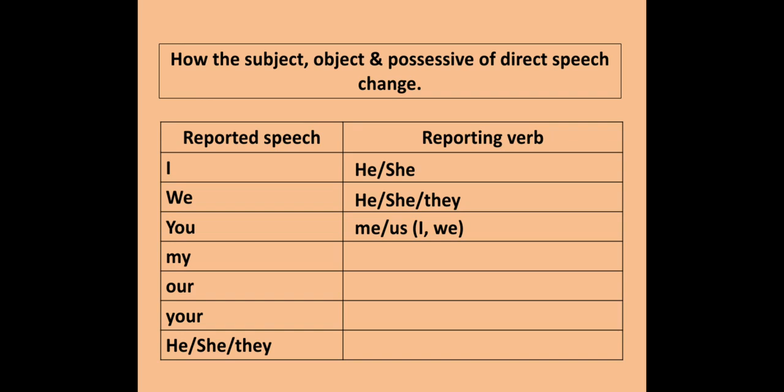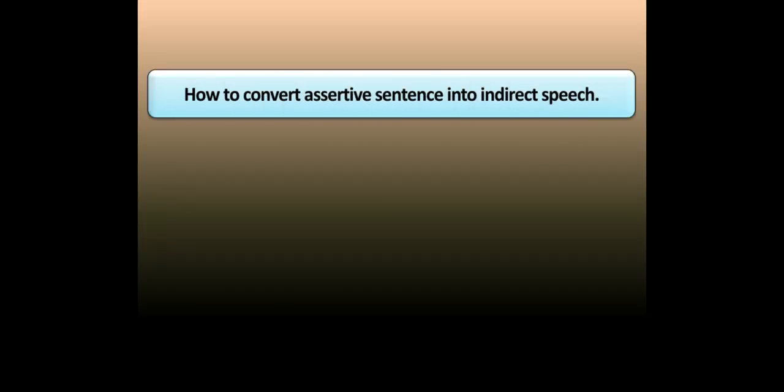Actually, this type of change is very easy. You can solve it without learning this type of rule if you have some basic knowledge of the English language. That's why I don't emphasize this part, because students themselves can solve this. Okay, go on. Our will be their, you will be my or your, and he, she, they will not change. Okay, let's go on.